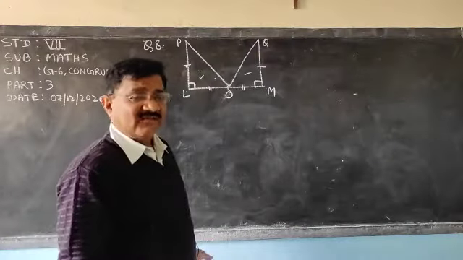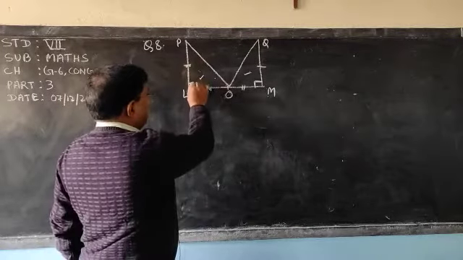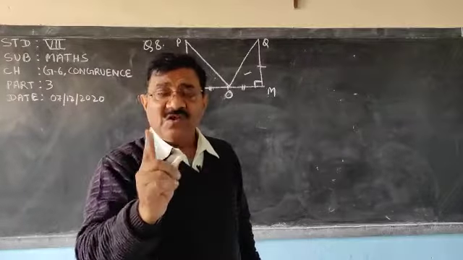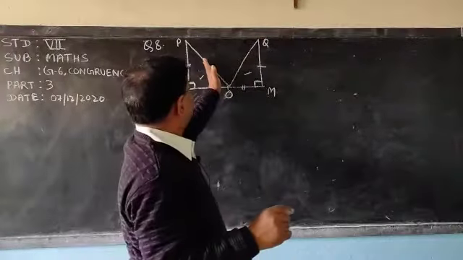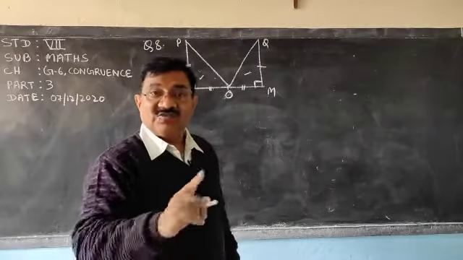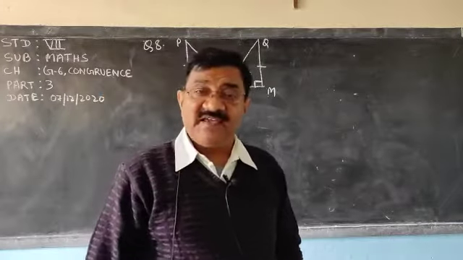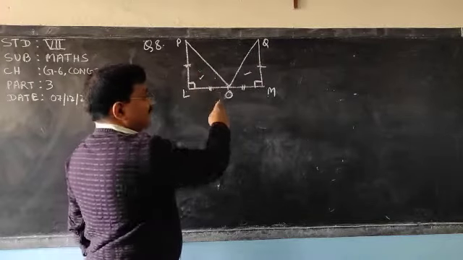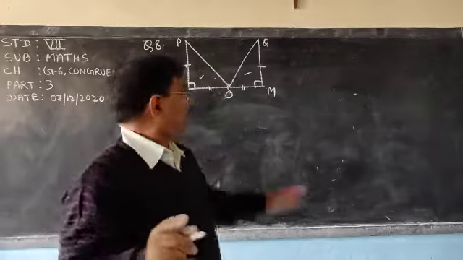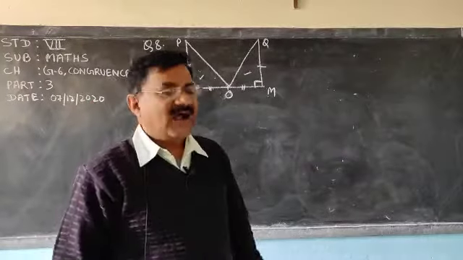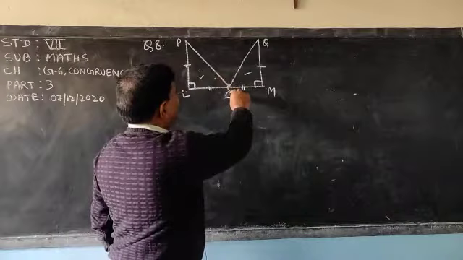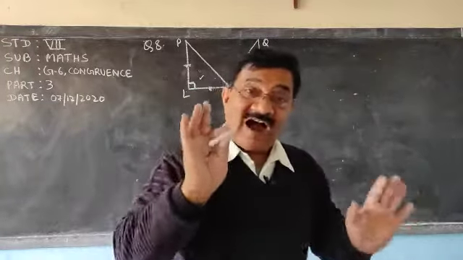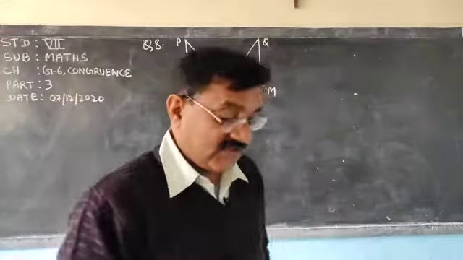It is also given. So side angle side. Don't say RHS, because for RHS the hypotenuse must be equal. So here the hypotenuse is not given equal. So we will use side angle side. By side angle side, these two triangles are congruent, and by CPCT, OP is equal to OQ. Understood or not? Now how to write that part is important.